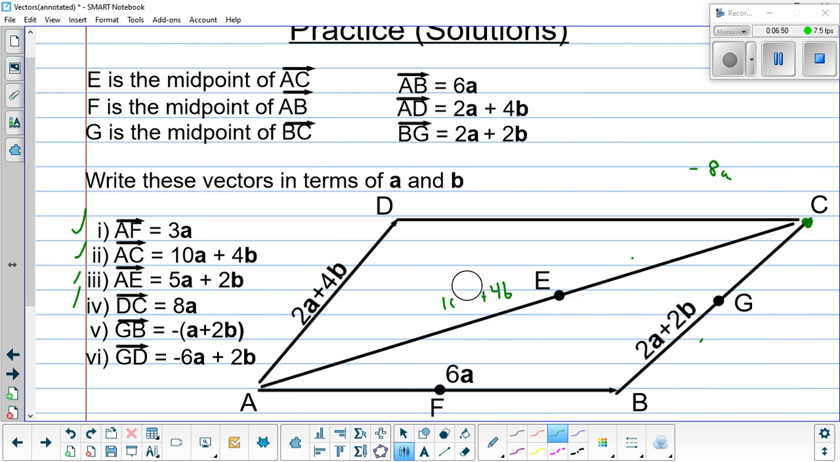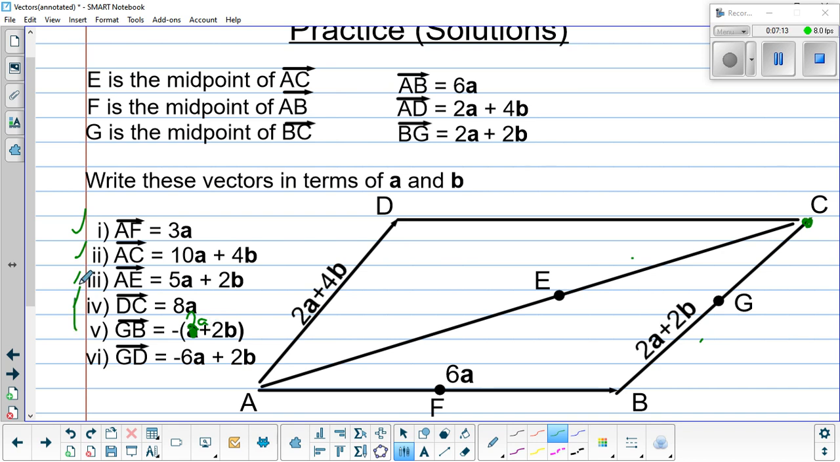Then what do we have? We have GB. Well, if BG is, sorry, I didn't actually correct this, that should be 2A. If BG is 2A plus 2B, then GB is negative 2A minus 2B. I'd have factored the negative out front just to simplify it a bit.